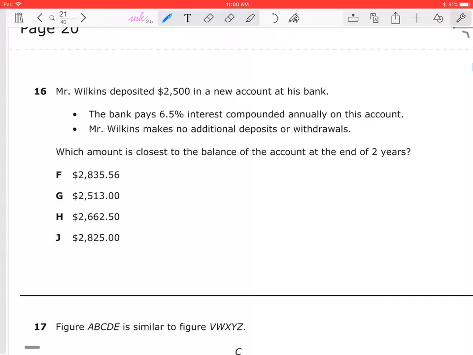Problem number 16. Mr. Wilkins deposits $2,500 in his new account at his bank. The bank pays 6.5% interest compounded annually on his account. Mr. Wilkins makes no additional deposits or withdrawals. Which amount is closest to the balance that will be in the account at the end of 2 years?